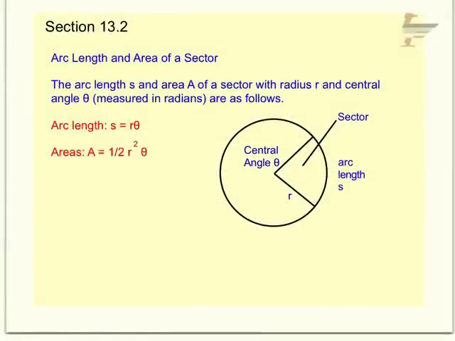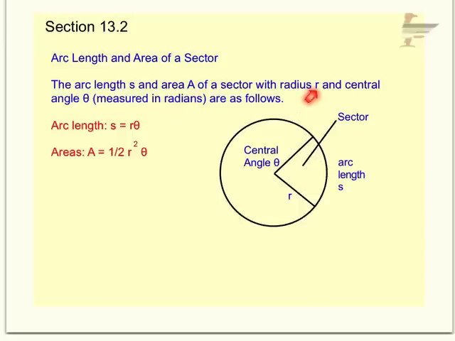All right, the last bit of information from section 13.2 talks about arc length and area of a sector. So maybe just remind yourself from geometry what arc length and area of a sector is. The arc length is denoted by S, and the area of a sector is denoted by A.